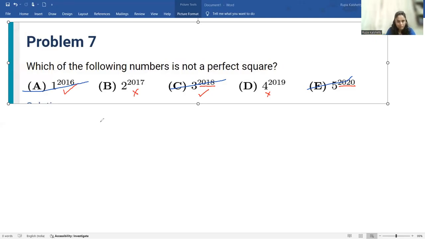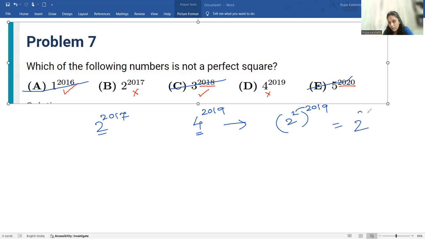Let's decide between them. Both are having odd exponents. So how will you decide? If you look at their base carefully, this is 2 and this is 4. Can we rewrite this as 2 to the power of 2, whole to the power of 2019? As per the exponent law, you can multiply these two. So it gives you 2 to the power of 2 times 2019, which is nothing but 2 to the power of 4038, which turns out to be an even exponent.